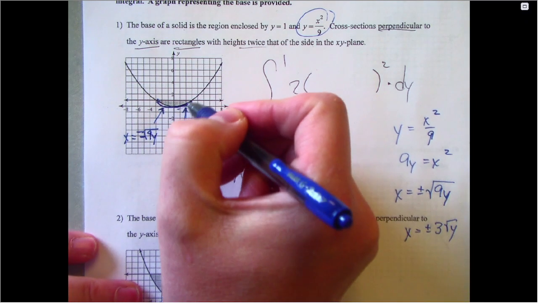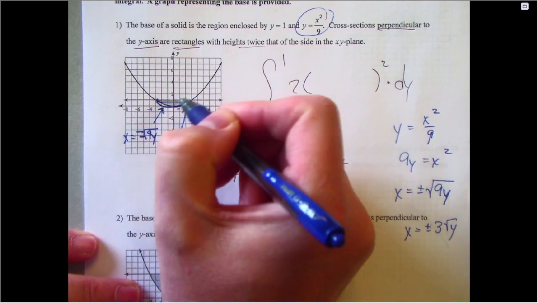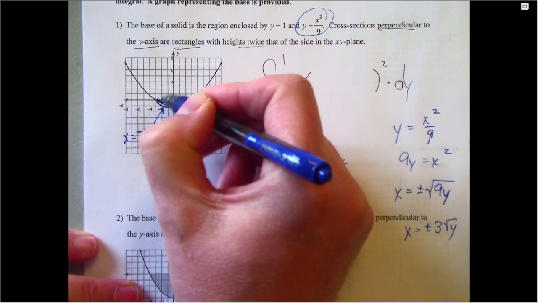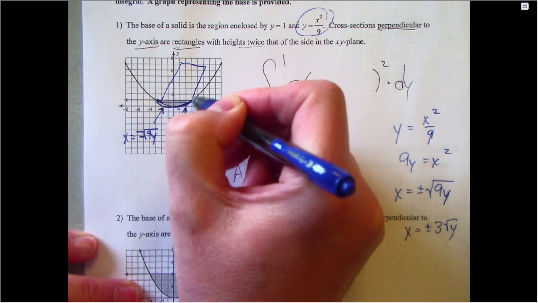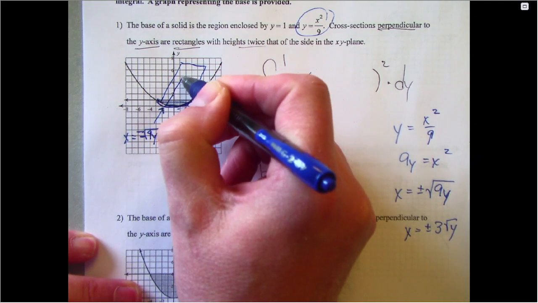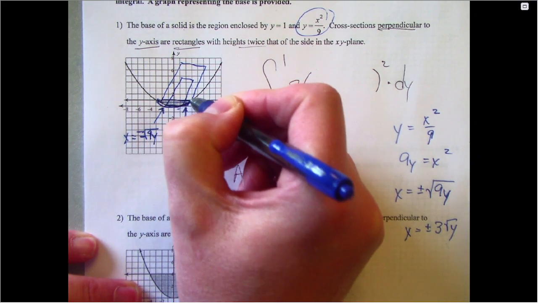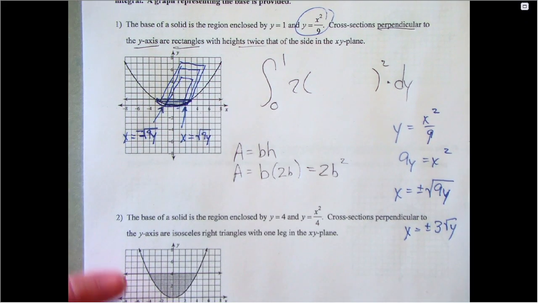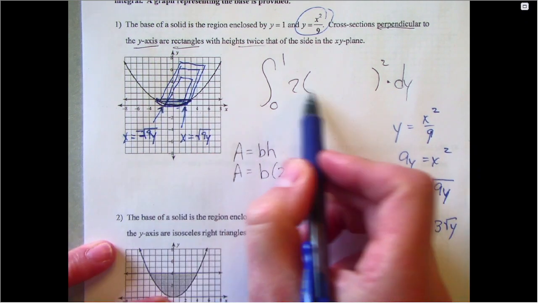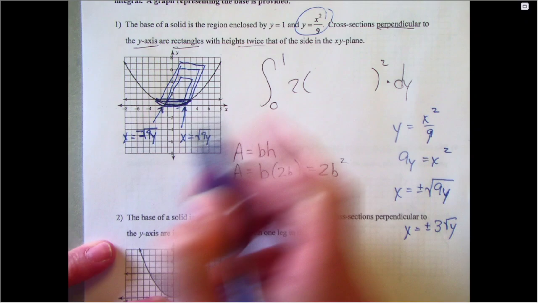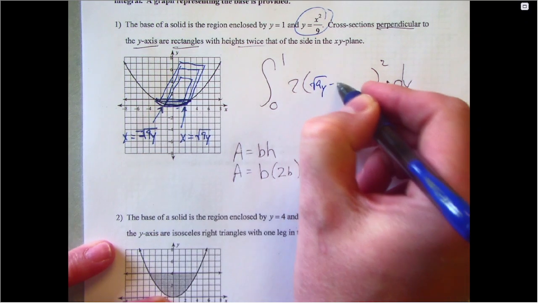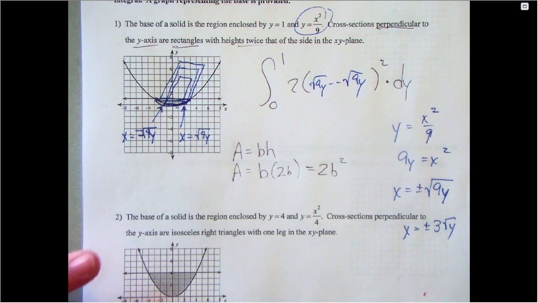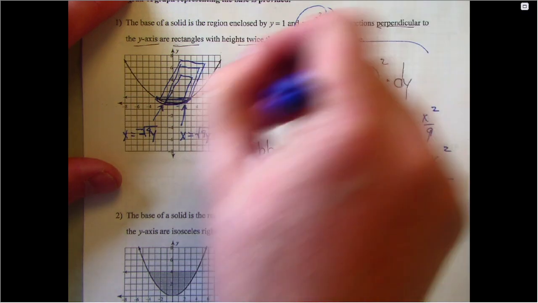So these are all gonna be, this distance here will be the base of a rectangle where the height is 2 times the base. Another one. Not a lot of room to draw these, but something like that. And the base every time, because we're doing 2 times base squared, the base is right minus left, so it's root 9y minus negative root 9y. That would be your setup.